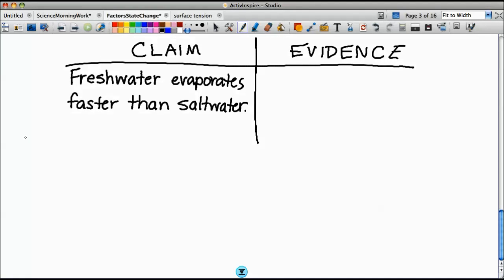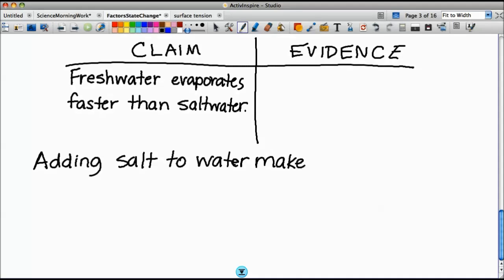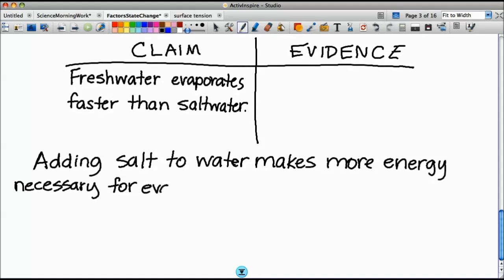So let's put, adding salt to the water makes it need more energy to evaporate because the salt's in the way when they try to evaporate. So let's put: adding salt to water makes more energy necessary for evaporation. So it took so much energy regular, but if you put salt in it, it's going to take even more energy, since the salt molecules are in the way.